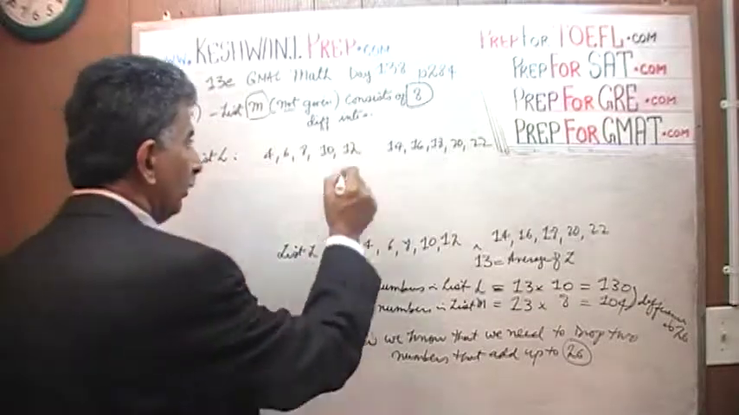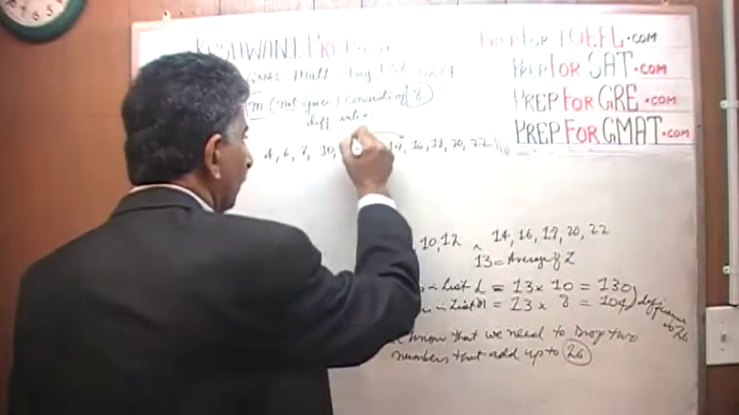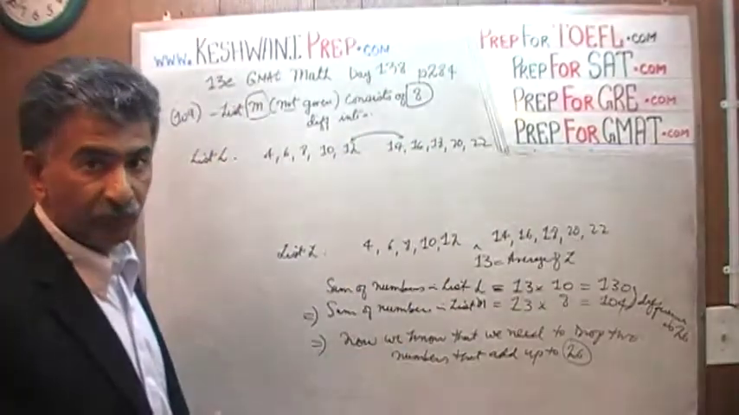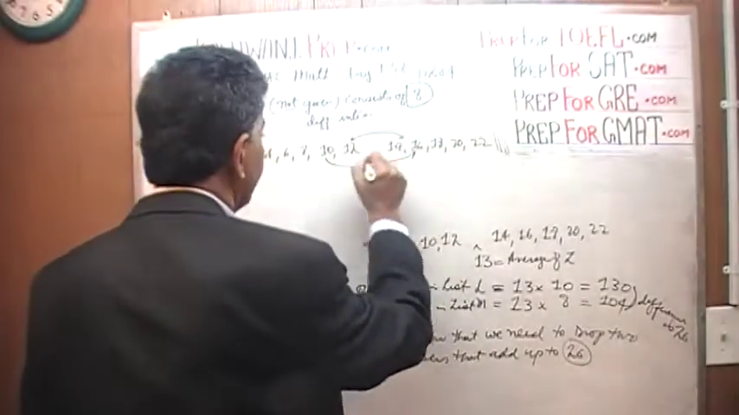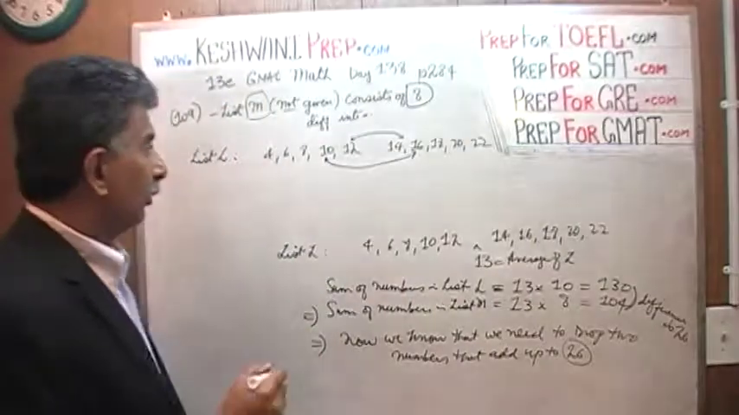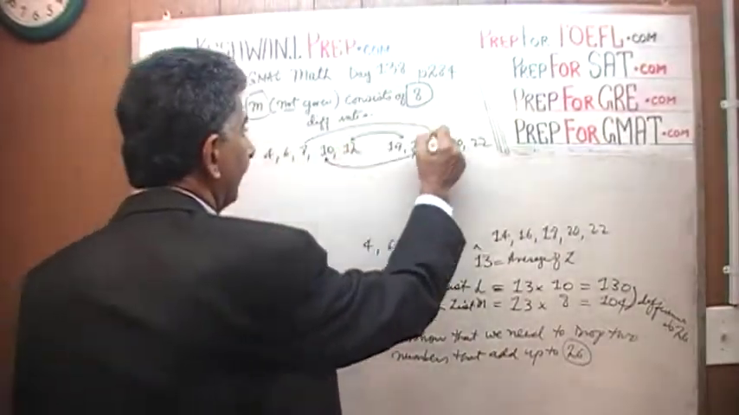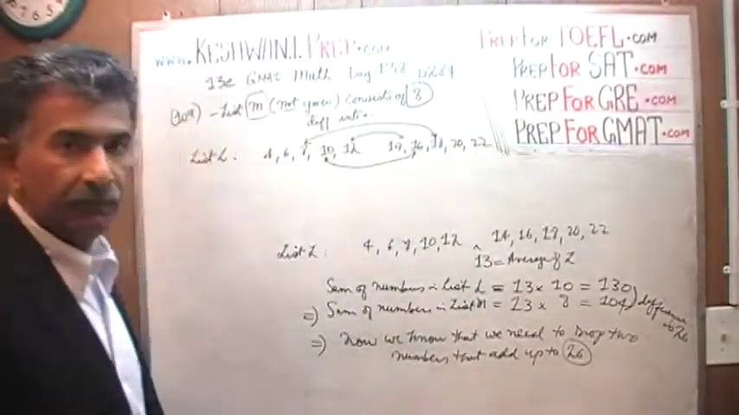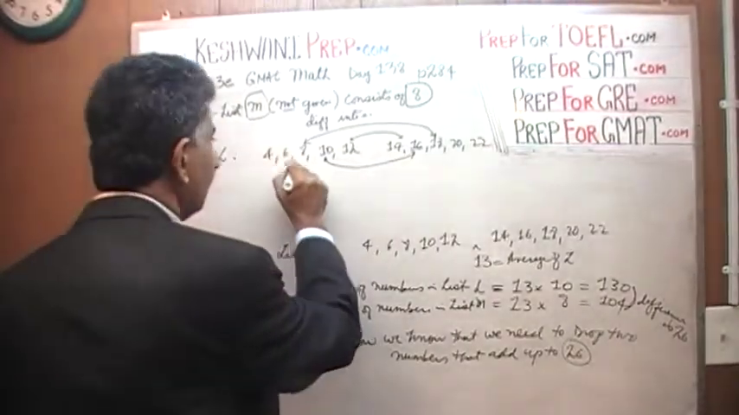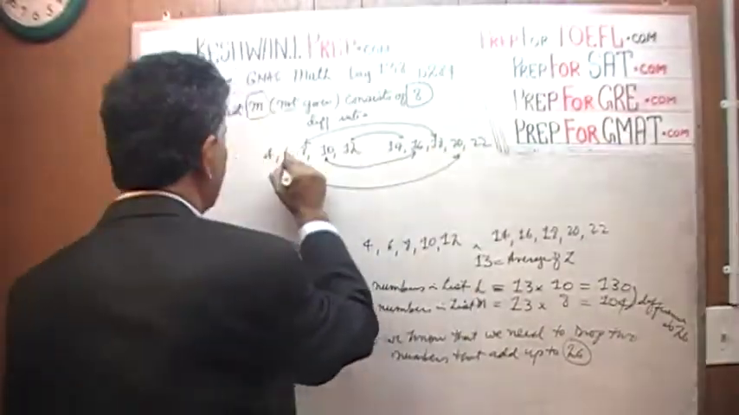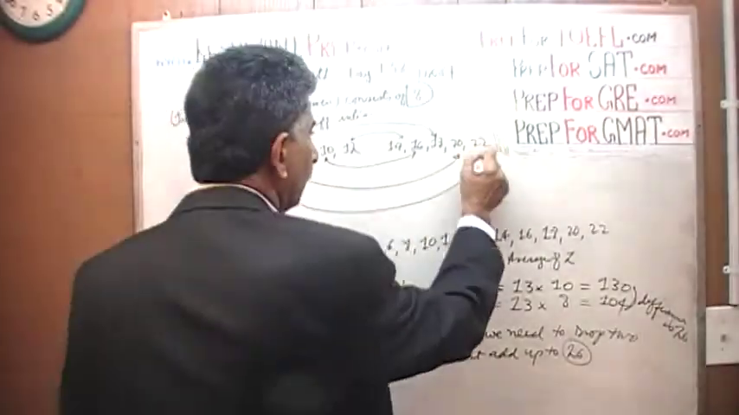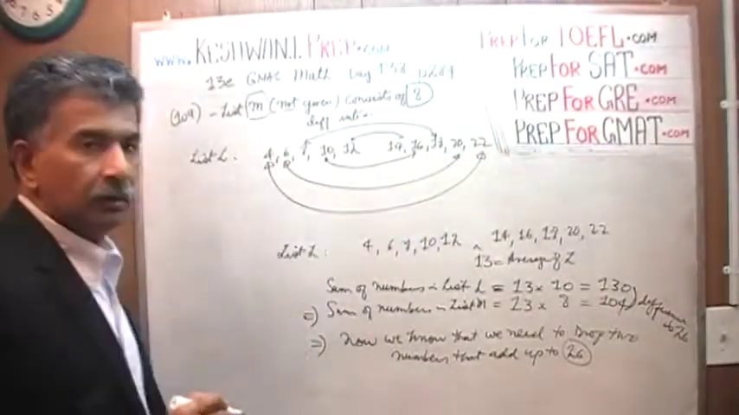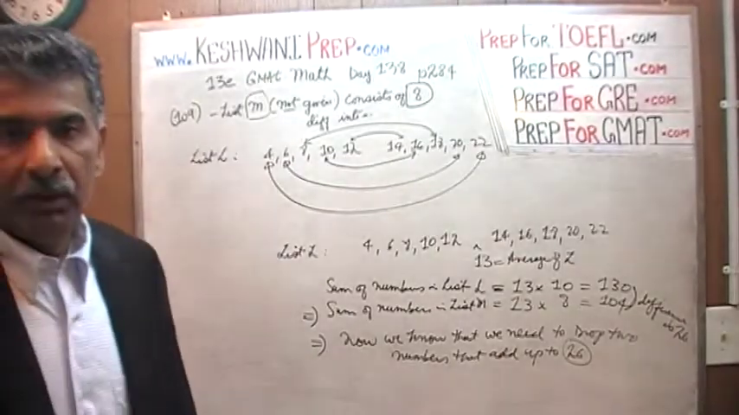For example, do we drop these two numbers? 12 and 14 add up to 26. Do we drop those two? Or do we drop these two? 10 and 16 add up to 26. Or do we drop these two? 8 and 18 add up to 26. Or do we drop these two? 6 and 20 add up to 26. Or do we drop these two? 4 and 22. Which pair do we drop? We do not know which pair to drop.